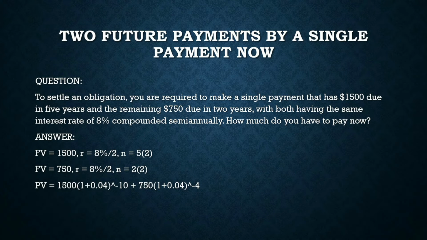Okay, the PV is 1,500 times (1 plus 0.04) to the power of negative 10, plus 750 times (1 plus 0.04) to the power of negative 4. We get the answer 1,654.45.